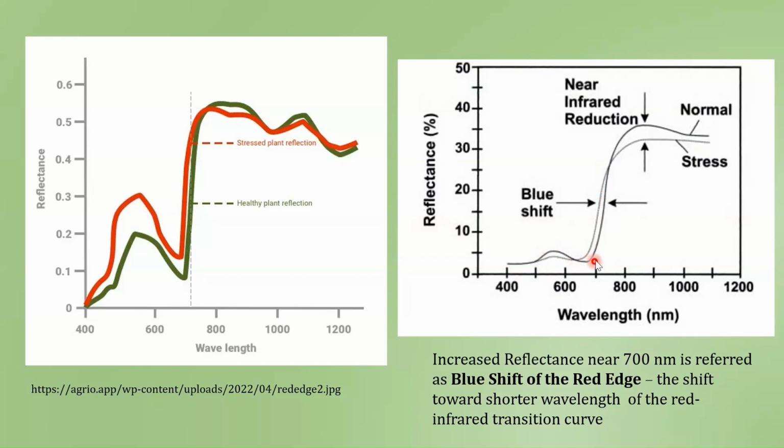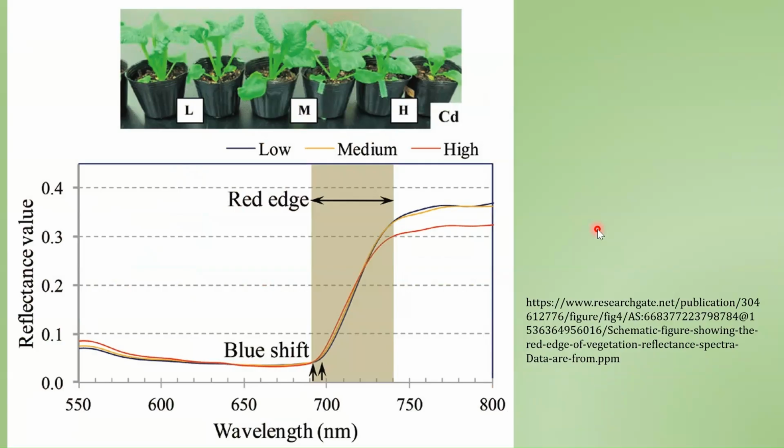The one which is darker is showing the reflection of the normal vegetation, while the one which is lighter in color is showing the plant which is undergoing any stress. So this shift of the red and infrared transition curve, or the red edge, towards the shorter wavelength is referred to as the blue shift of the red edge. This can be very helpful in understanding the behavior of the plant in any stress condition.